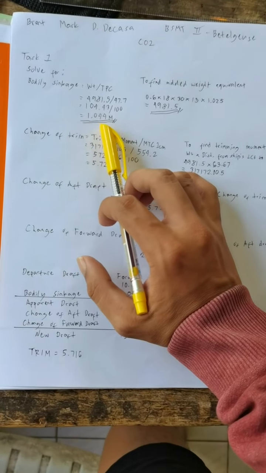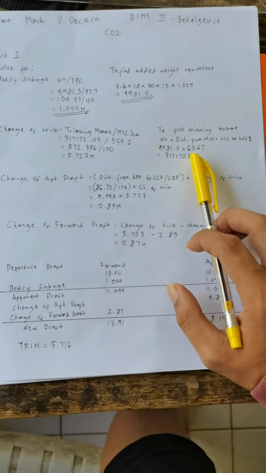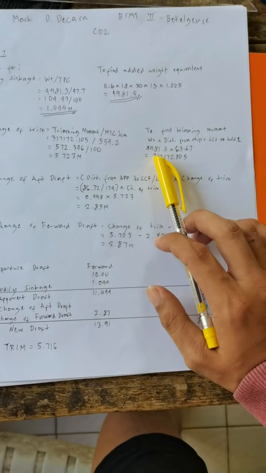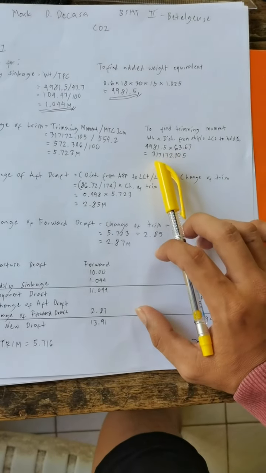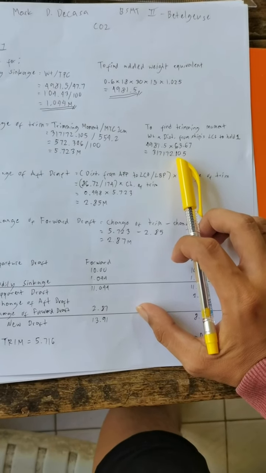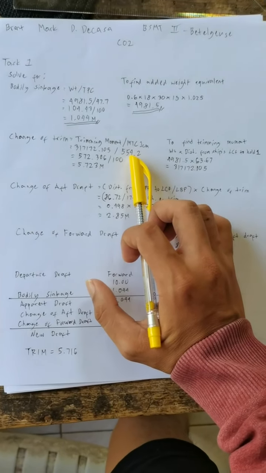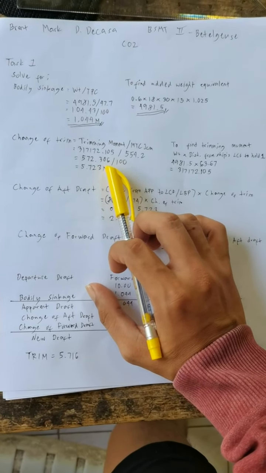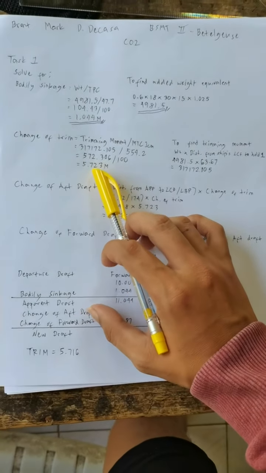equals 1.044. The change of trim: to find the trimming moment, weight times distance from ship's LCG to cargo hold number 1. So 4981.5 times 63.67 equals 317,172.105, divided by MTC. We can get the MTC in the hydrostatic table, 554.2, which is equal to 572.306. Convert to meter, divide by 100, equals 5.723.